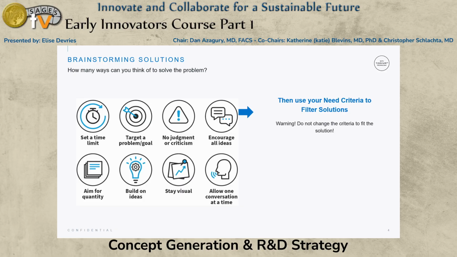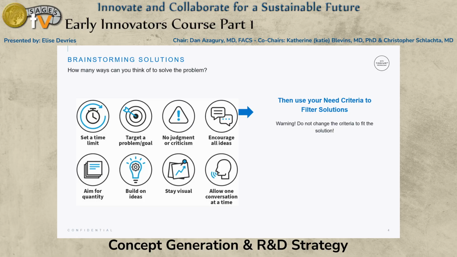So once you've done brainstorming, or once you have your own solution, you can now use that need criteria that you created to see if the solution you came up with actually fits the need. Does it fit what any solution needs to have in order to win in the market? And I would really caution you here, I think it's an easy trap to fall into. Do not change the need criteria to fit your solution, right? Your solution needs to fit the criteria and not the other way around.